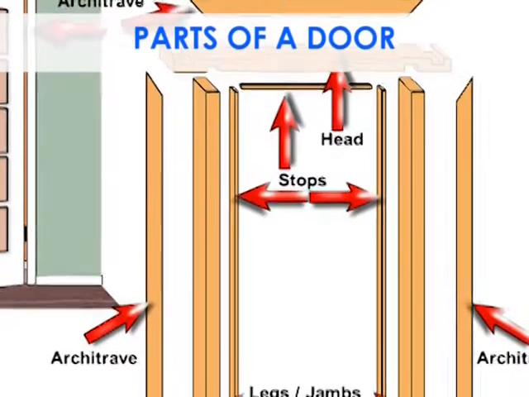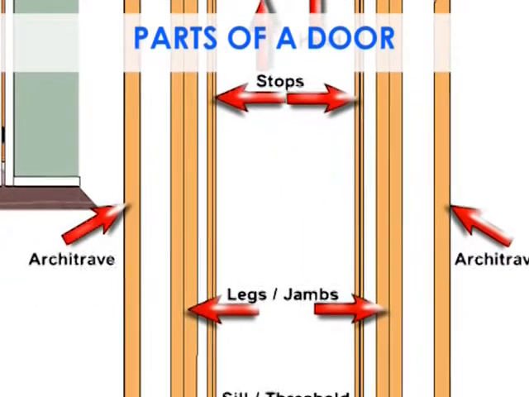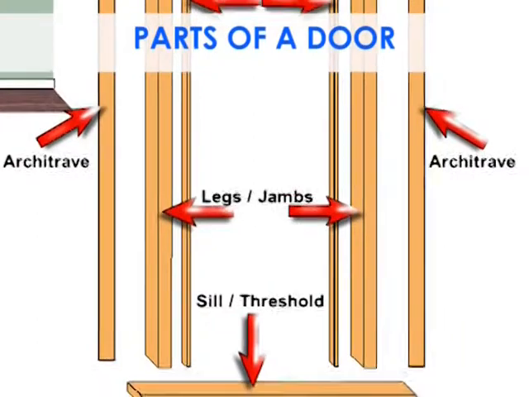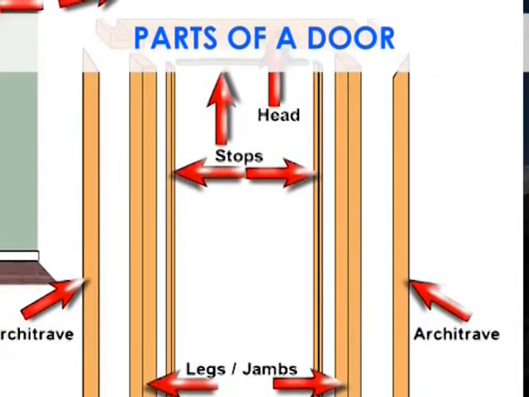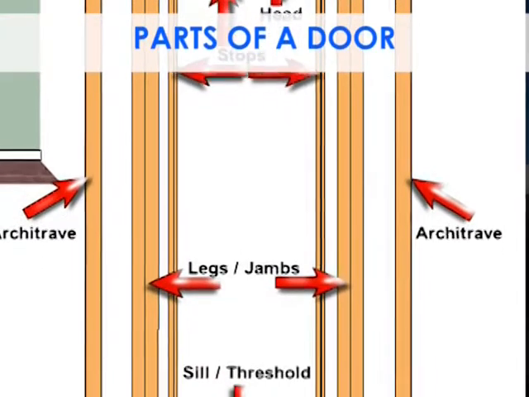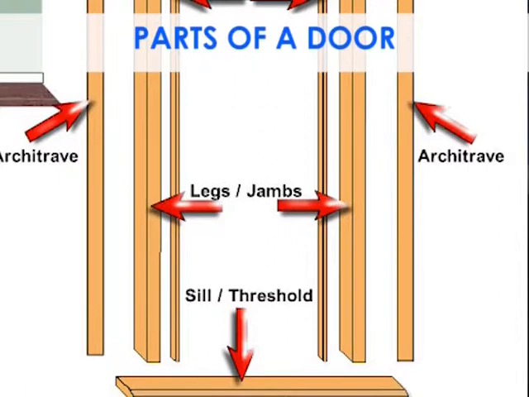Header. A horizontal piece at the top of a door. Jamb. The vertical part of the frame that is fixed to the wall. Stop. A thin piece fixed to the head and jambs of the lining to form a rebate. Threshold. The access section in the doorway where you enter and exit.